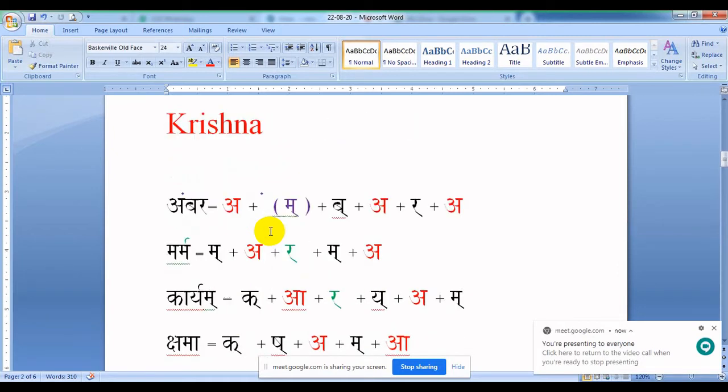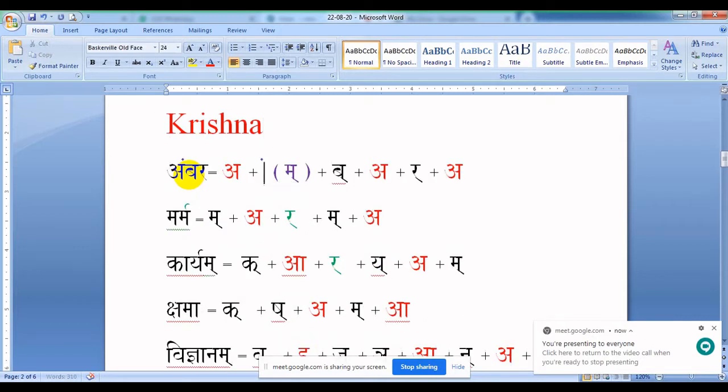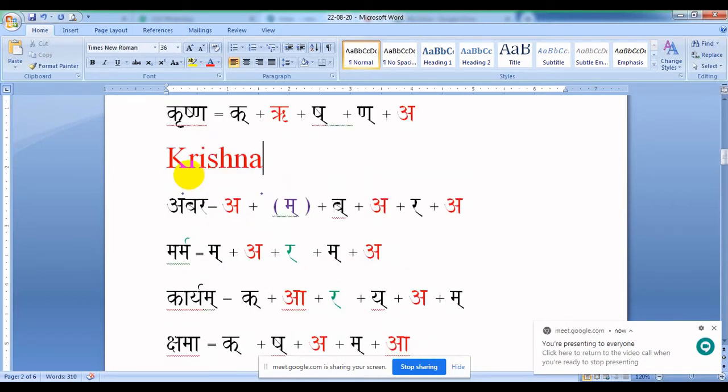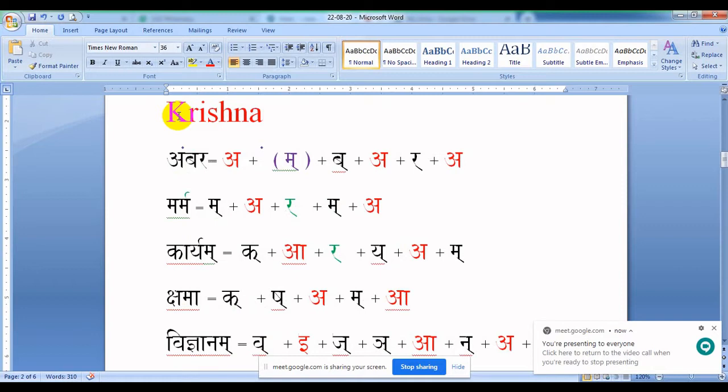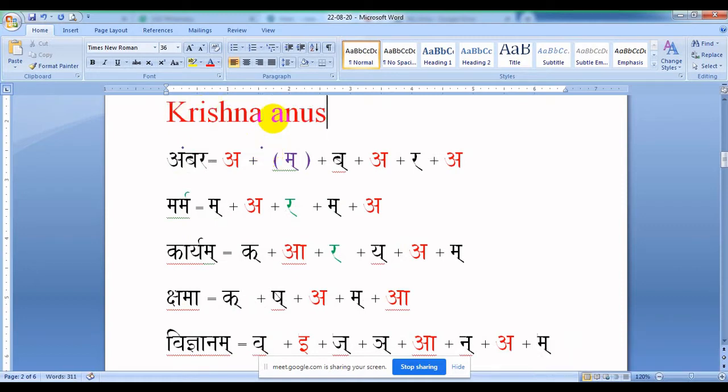Here, words will be difficult. Initially, it was easy, but now the level will be more difficult. Students, please pay attention. Here, this one. You can check one example of anuswara. Now, students, what is this anuswara?